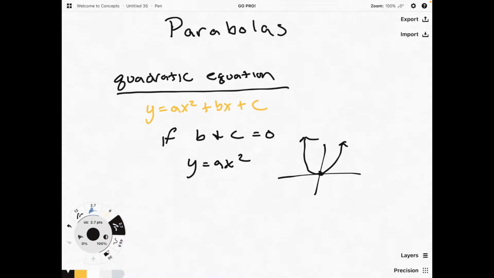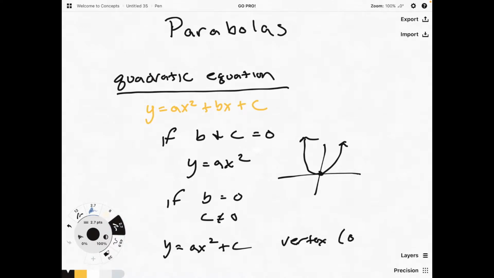However, if b is equal to 0 but c is not equal to 0, then we're left with y equals ax squared plus c. In this case, your vertex would be at (0, c) on the y-axis.